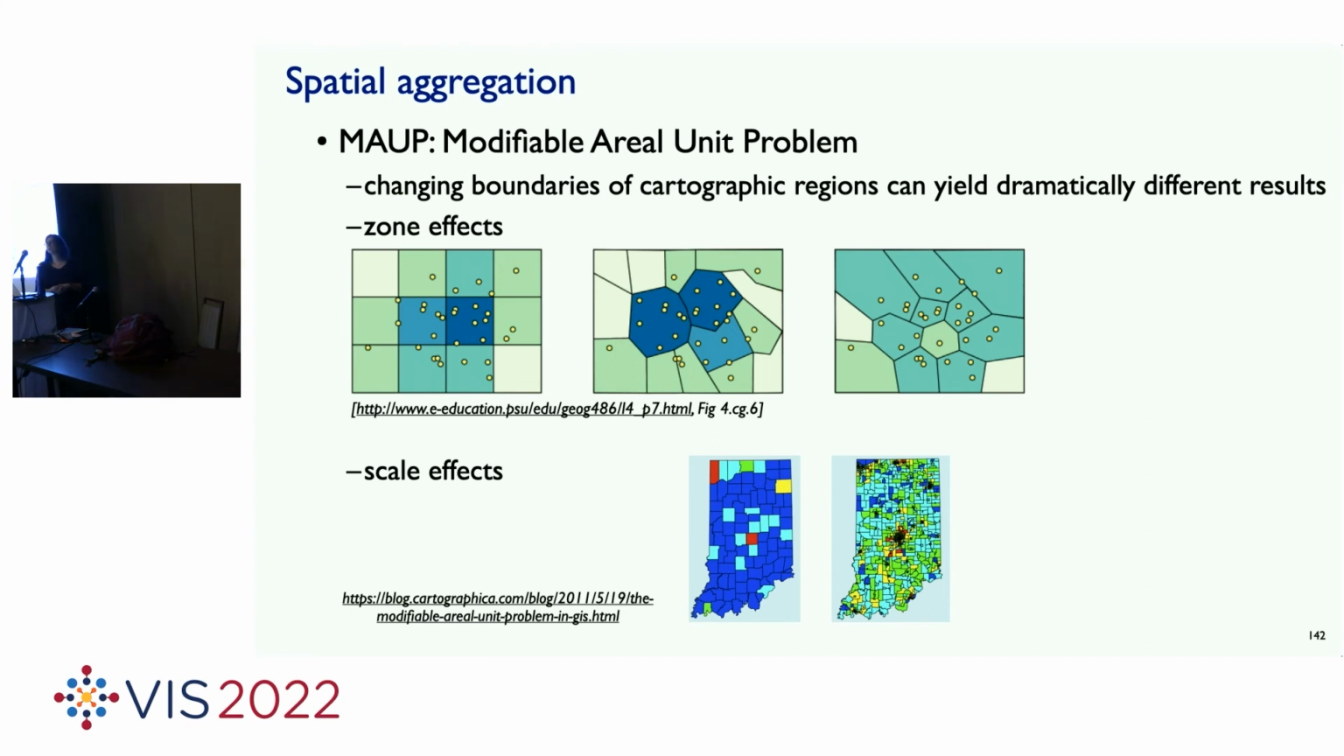Geographers have been contending with this for a long time. They have fancy acronyms like MAUP, the Modifiable Areal Unit Problem, which basically notes that when you change the boundaries of the regions, everything can change.